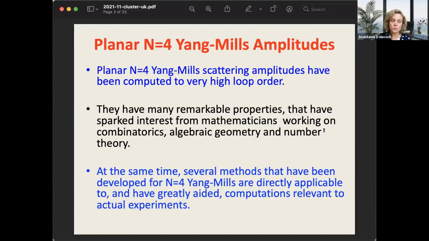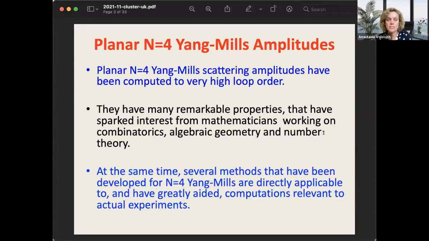And the scattering amplitudes in this theory have been computed to very, very high loop order. So on one hand, this theory and the amplitudes in this theory have a lot of remarkable properties, and they've sparked interest from mathematicians working on combinatorics, algebraic geometry, number theory, and here cluster algebra. But on the other hand, the methods that have been developed for these theories have been directly applicable to and greatly helped the computations which are relevant to actual experiments, like LHC physics and QCD theory.